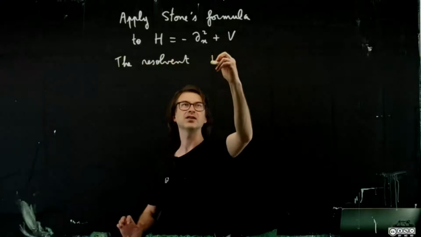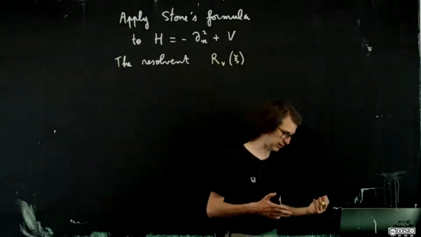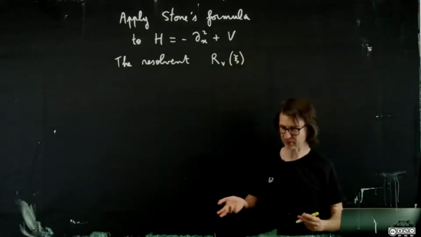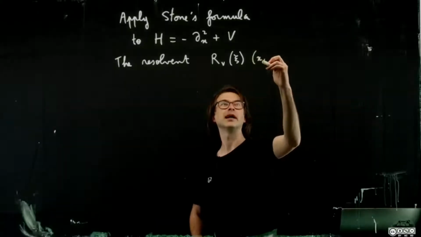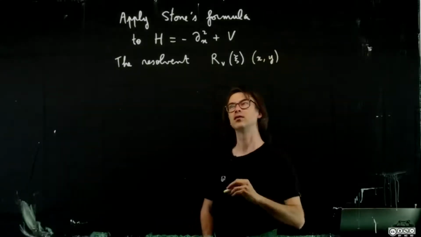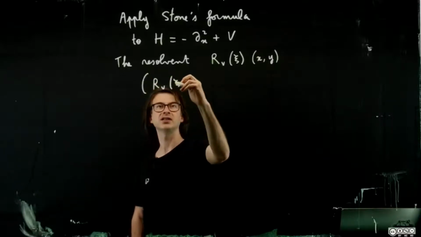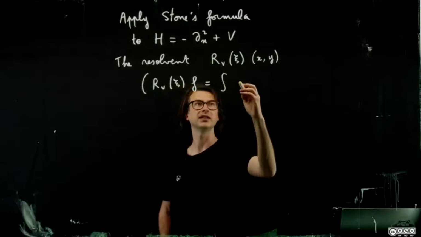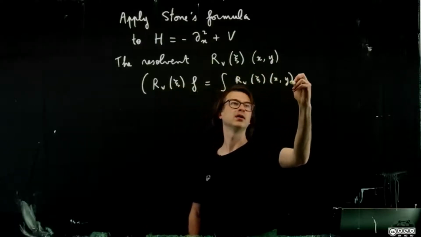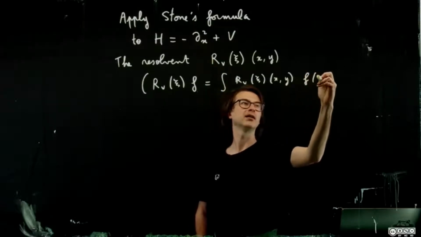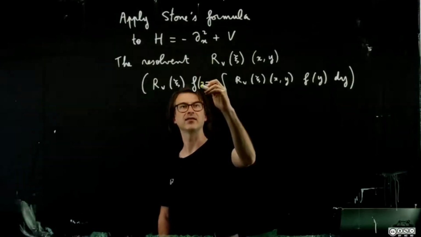So the resolvent will be denoted R sub v of xi, and it's a linear operator, so we can represent it through its kernel R_v(xi)(x, y), right? By which I mean that if you apply R_v of xi to f, what you get is the integral of R_v of xi of x, y, f of y, dy, and that's at x.